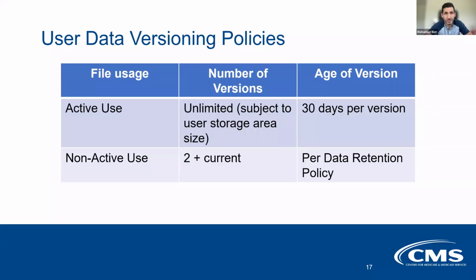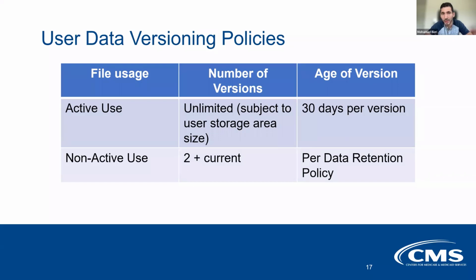So next slide, please. This first slide talks about some proposed versioning policies. What this really means, in essence, is if you have a file that you've created in SAS or Databricks, how many versions of that file are we going to keep and for how long? That's really the question at hand here. If you are actively working on a file, we'll generate unlimited numbers of versions, and each one of those versions will live for 30 days before expiring.